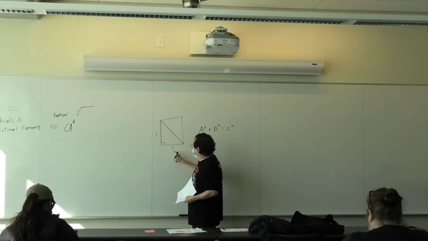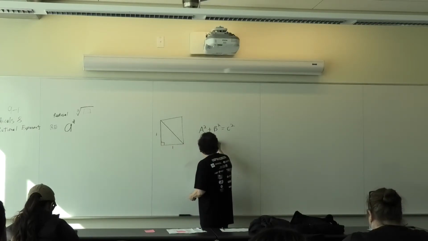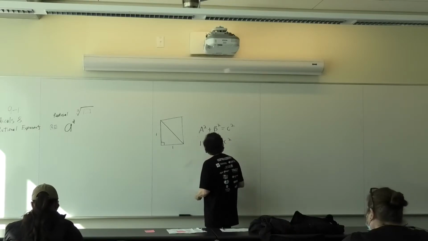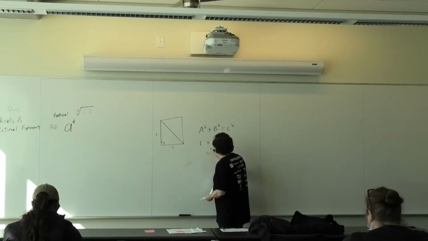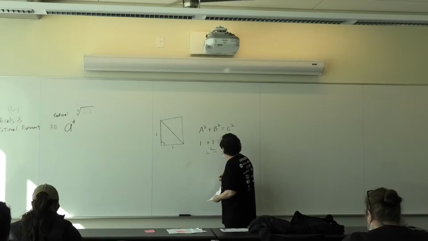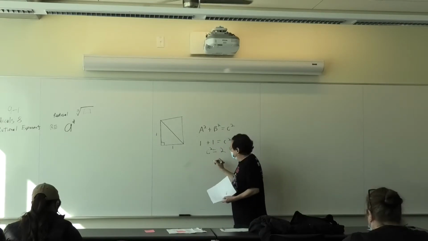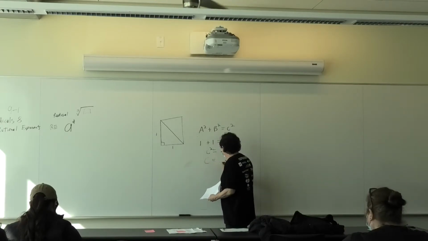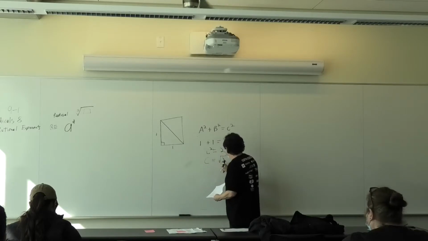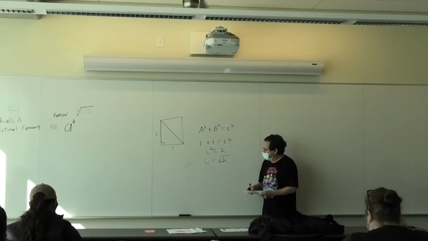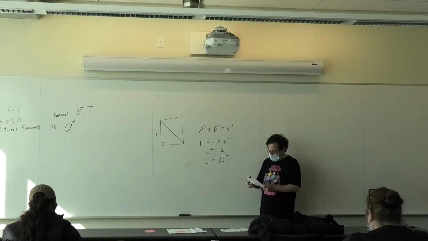Well, my a and my b are 1. So I have c squared equals 2. If I want to know what c is, it's the square root. Use the radical sign, and that's what we get.